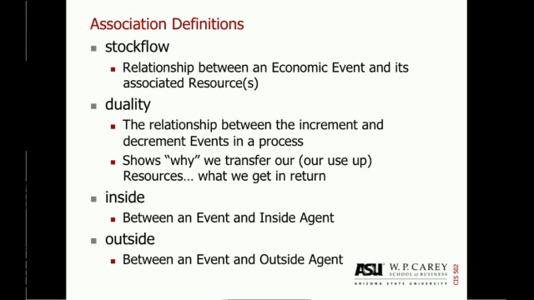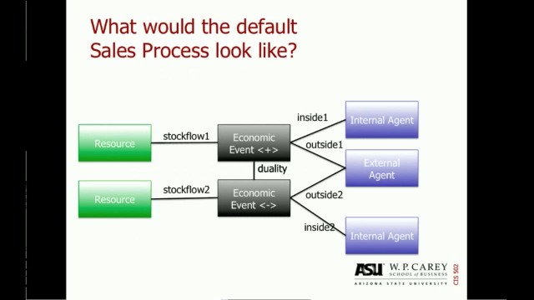Maybe it's buying inventory, maybe it's buying a new computer, maybe it's paying for advertising time that you're going to get to use in the future. All of those pairs of events would be linked together through duality relationships. So what would it look like for a real process, the sales process? Again, this is the basic template with the resource, event, and agent, two events being linked with a duality relationship.